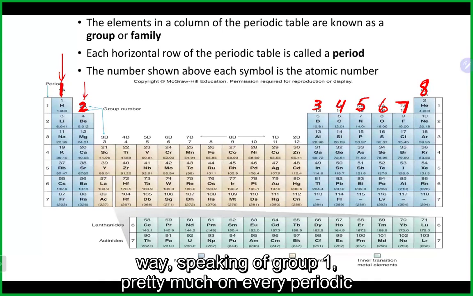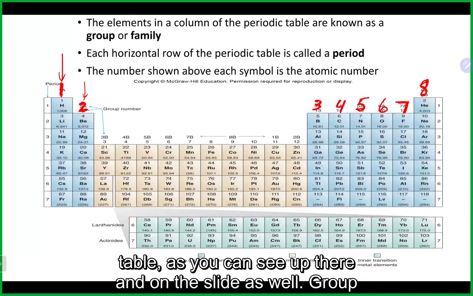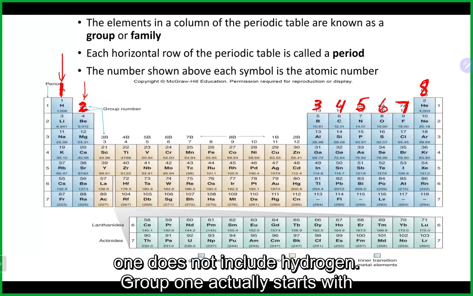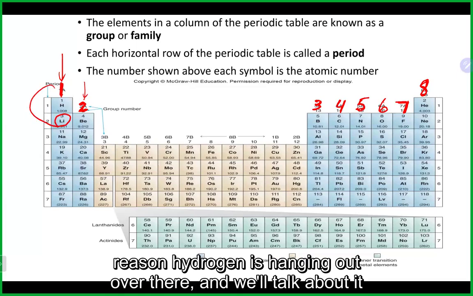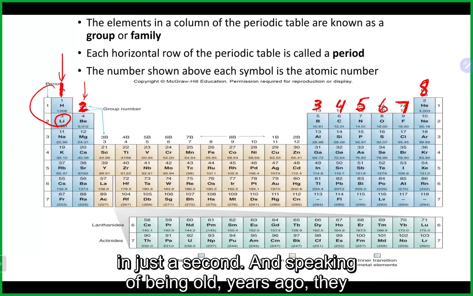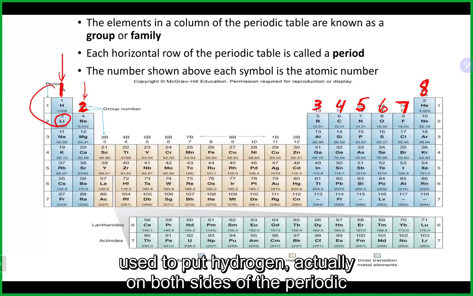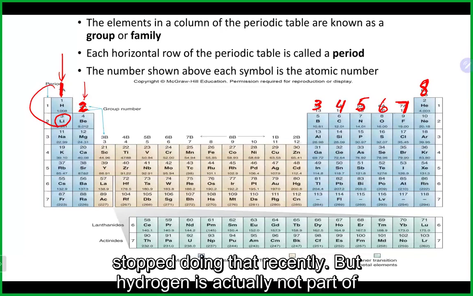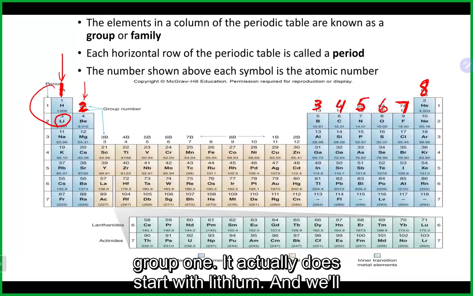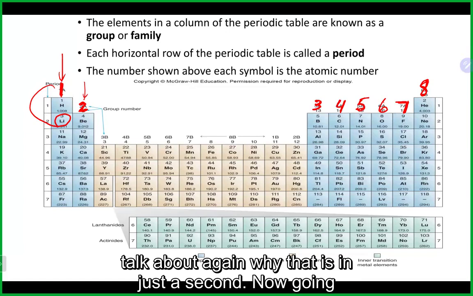By the way, speaking of group 1, pretty much on every periodic table, as you can see up there and on the slide as well, group 1 does not include hydrogen. Group 1 actually starts with lithium. Lithium is the first member of group 1. There is a reason hydrogen's hanging out over there, and we'll talk about it in just a second. Years ago, they used to put hydrogen actually on both sides of the periodic table. You would find it here and over there as well. They stopped doing that recently. But hydrogen is actually not part of group 1. It actually does start with lithium, and we'll talk about, again, why that is in just a second.